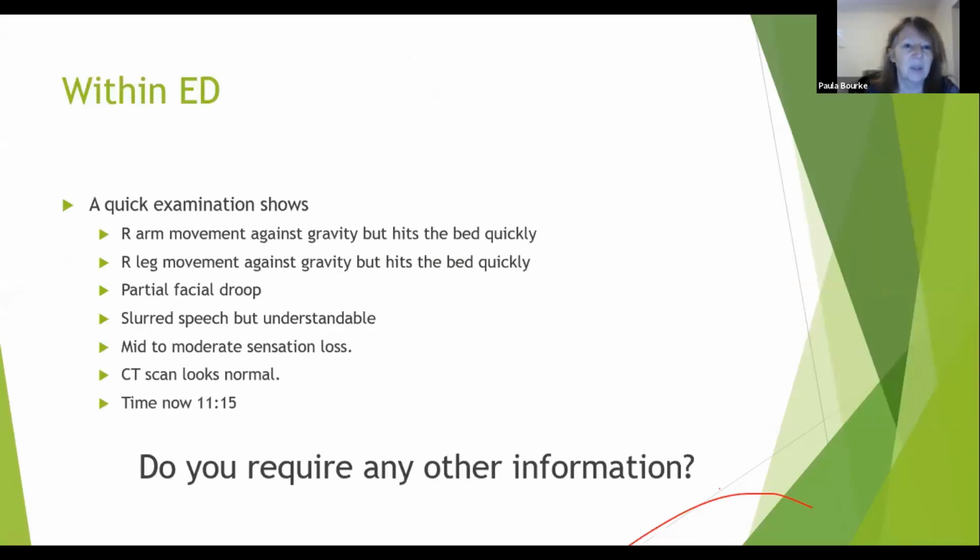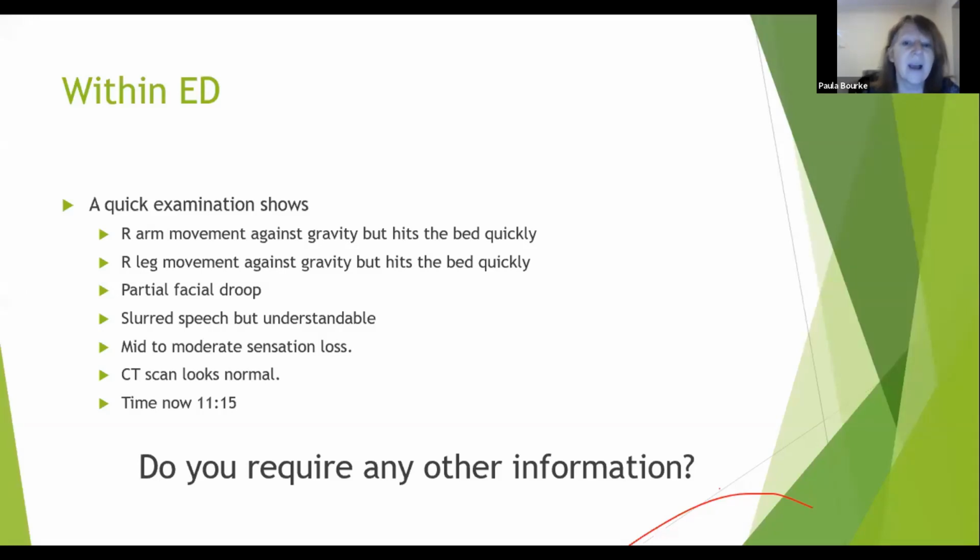So within ED, you do a quick examination, right? This is eyeballing a patient just quickly. Right arm movement against gravity, but hits the bed quickly. Right leg movement against gravity, but hits the bed quickly. He has partial facial droop. He has slurred speech, but is understandable. He has mild to moderate sensation loss. Right? You've got him into the CT scan, and his CT scan looks normal. Time now is 11:15. What do you require?